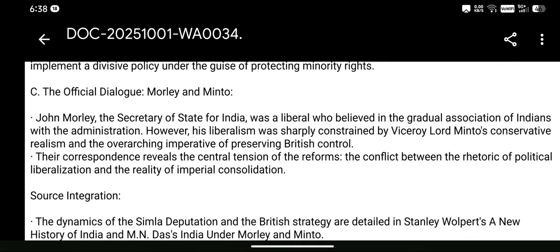The official dialogue, Morley and Minto. John Morley, the Secretary of State for India, was a liberal who believed in the gradual association of Indians with the administration. However, his liberalism was sharply constrained by Viceroy Lord Minto's conservative realism and the overarching imperative of preserving British control. The correspondence reveals the central tension of the reforms, the conflict between the rhetoric of political liberalization and the reality of imperial consolidation.